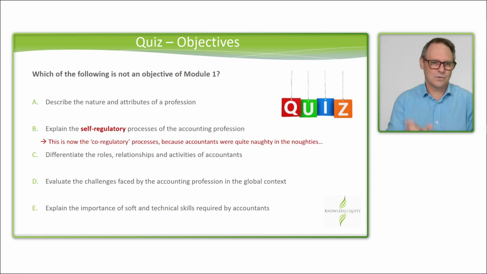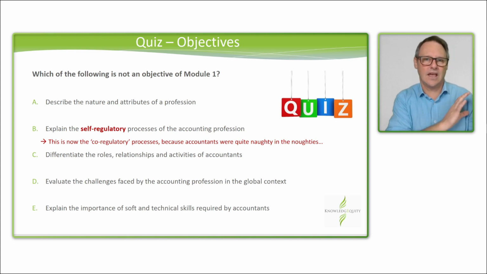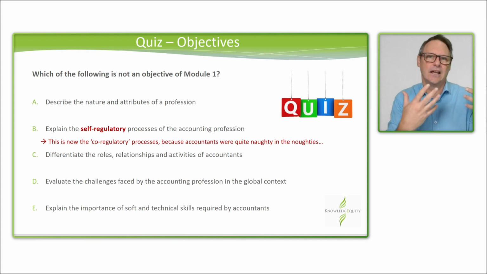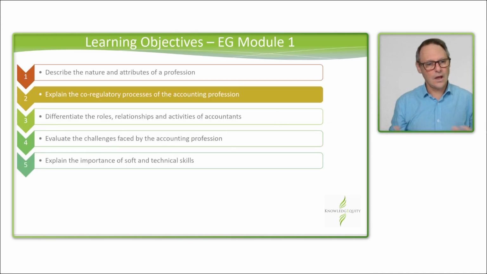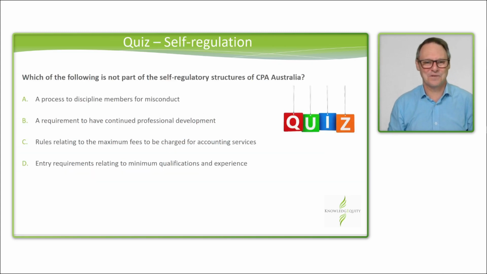And this is the key. Just one little twist. The accounting profession used to have a lot of self-regulation, but now it's co-regulation. What that means is we work with the government to regulate. So where the accountants only used to set standards, the government may work with them to set them or give them the authority of law. And that is objective 2, the co-regulatory process of the accounting profession.